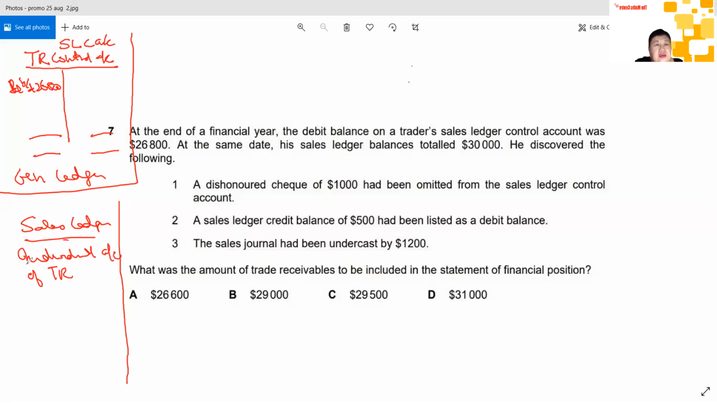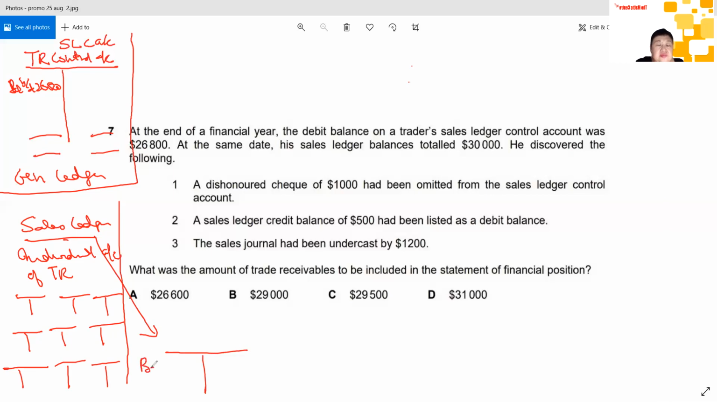So now here, in this sales ledger, let's say you have 100, just for a picture, just to teach you simple ways to look at the idea. Let's say you have all these individual trade receivables A, B, C, D, and all that. So basically in the sales ledger, when you add up the summary of the sales ledger, the total of all this came up to 30,000.